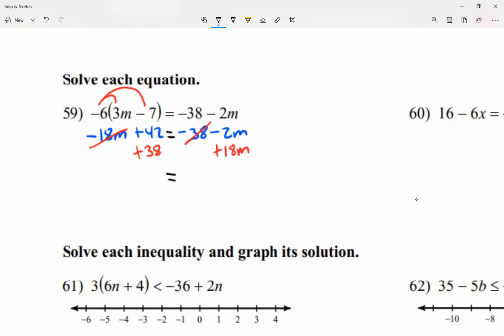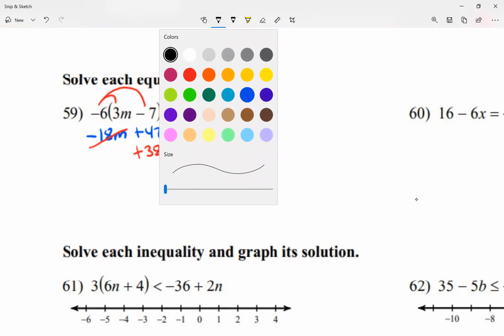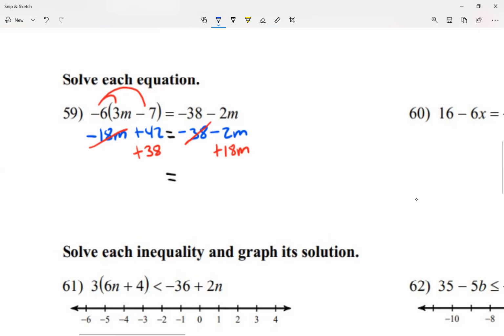So there's my equal sign in the middle. On the left side, you guys see 42 plus 38. Right? 42 plus 38 is 80. They have the same sign, so just add it, 80. On the right side, -2m plus 18m. So -2 and the positive 18. When the signs are different, subtract the numbers, keep the sign of the large one. So I'm going to call this 16m. Right, subtract the numbers, keep the sign of the large one.